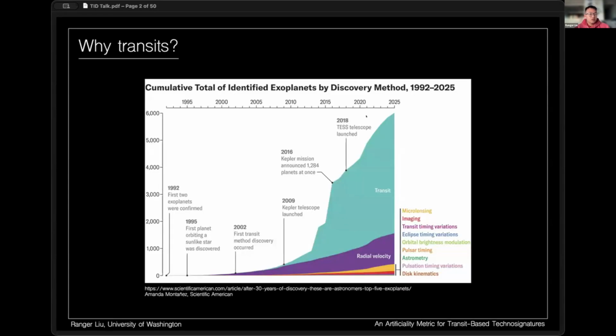So first of all, why are we interested in transits for technosignatures? As you can see by this graph, and as we all know, over the past 30-odd years the transit method has become our most successful technique for planet detection by far. So we think it's likely that extraterrestrial civilizations might decide to create artificial transits to broadcast their existence, because transits are so useful and relatively easy to detect for any astronomically inclined civilization.